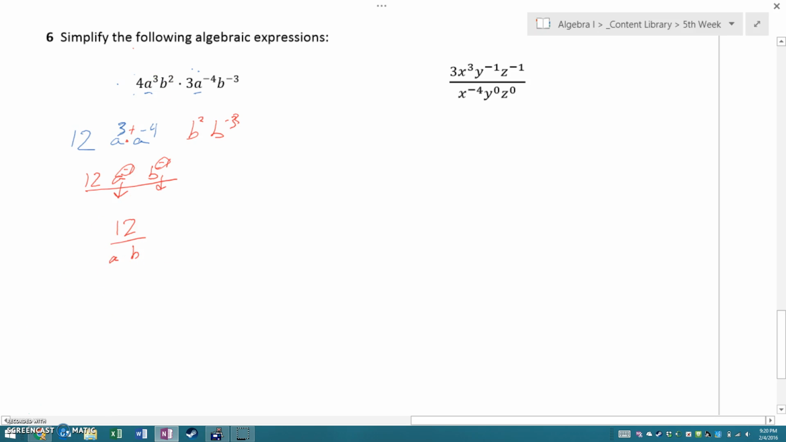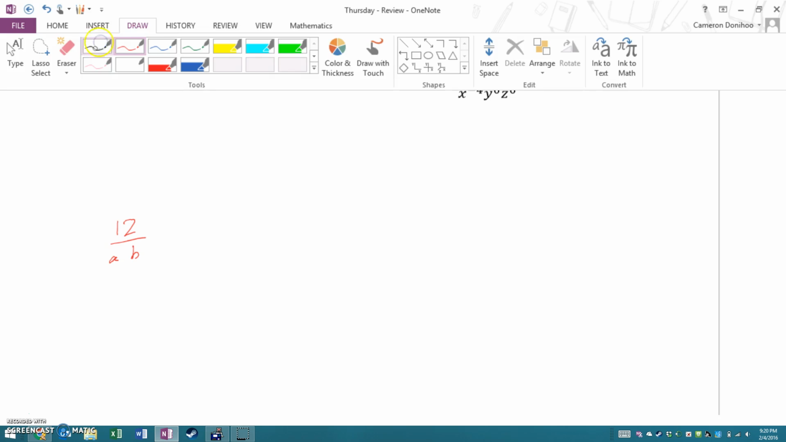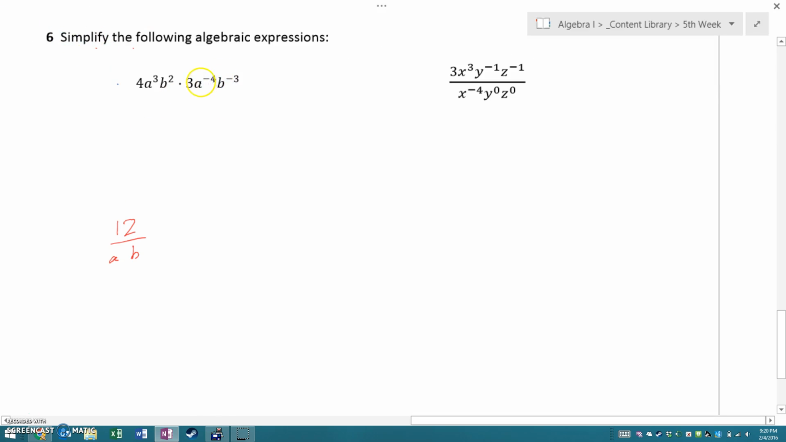Here's a second way of getting this done. I'm going to erase so I can get some room. I'm going to leave that result from before. So what I'm going to do now is something similar, only first I'm going to move these at the very beginning and create a fraction at the start. Still, 4 times 3, that's going to be 12. A to the third, b to the second. I've moved these down and changed the sign.